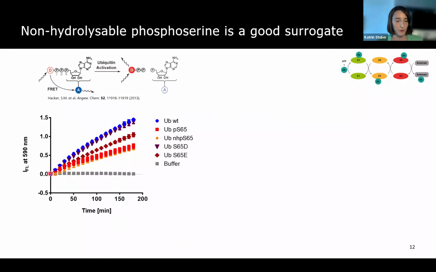And what we can see is that wild-type ubiquitin is nicely activated, whereas if we look here at red, the phosphorylated ubiquitin is less well activated than the wild type. The same holds true for the non-hydrolyzably phosphorylated ubiquitin. Whereas if we look at the mutant D, that behaves like wild type, and the mutant E is somewhere in between. So also here on a biochemical level, the non-hydrolyzable phosphoserine resembles the real phosphorylation better than these D and E mutants.